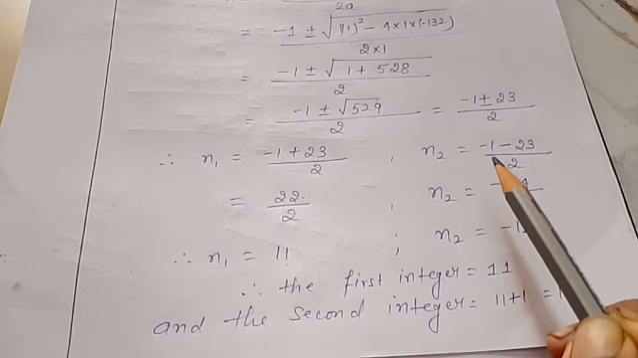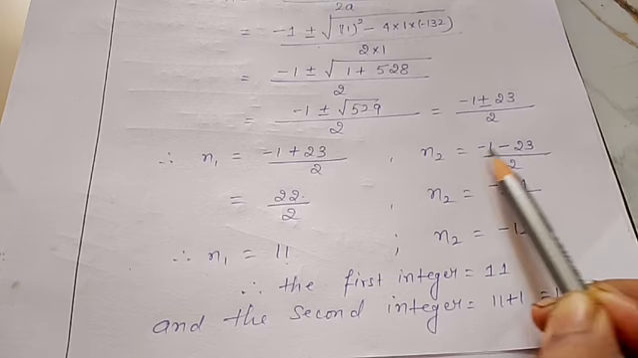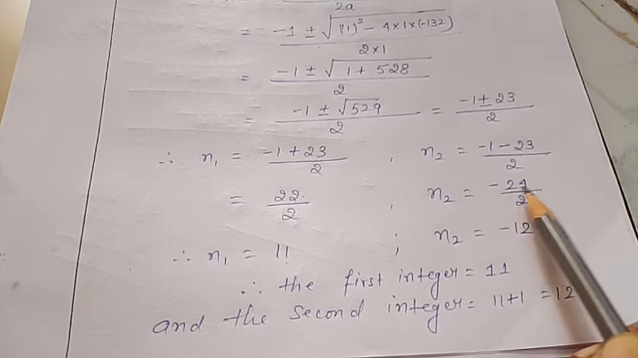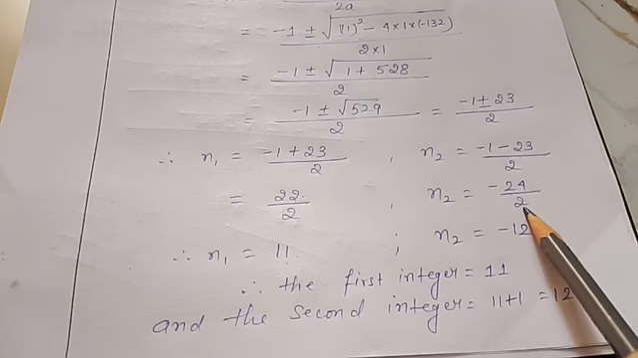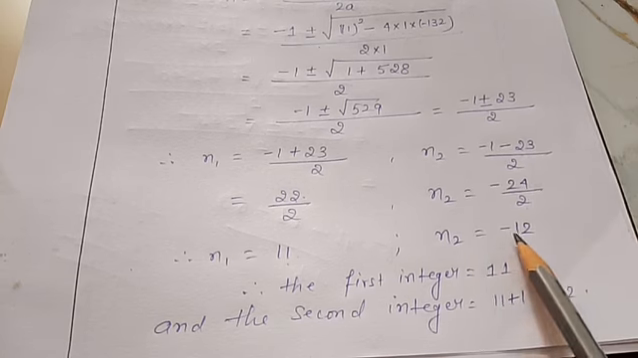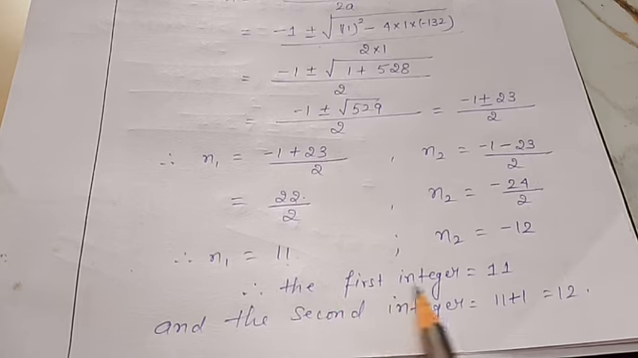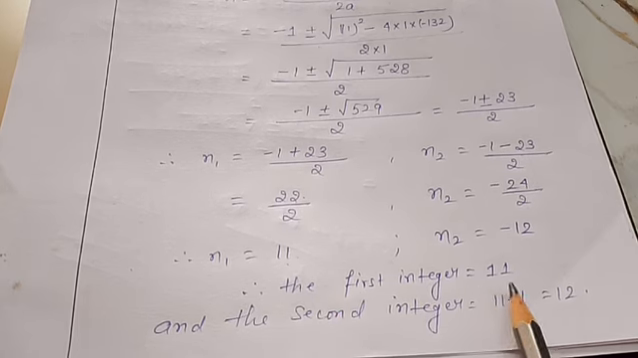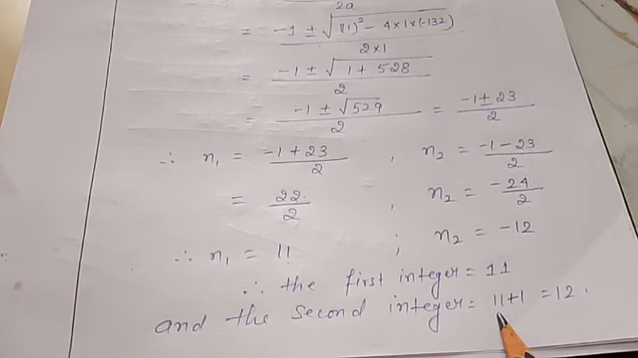Again n2 is minus 23 minus 1 becomes minus 24. Again 24 is divisible by 2 how many times? 12 times. So that n2 is equal to minus 12. But we only need positive integers. So the first integer is equal to 11 and the second integer becomes 11 plus 1 is equal to 12.